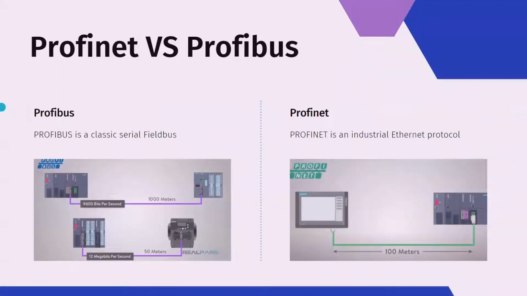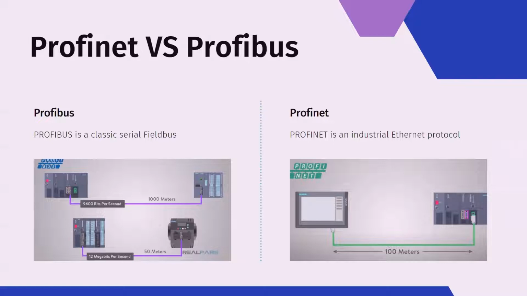Profibus and Profinet may look similar, but they are really different. In short, Profibus is a classic serial fieldbus, and Profinet is an industrial Ethernet protocol. Profibus networks operate at speeds from 9,600 bits per second to 12 megabits per second. Profibus cable may be up to 1,000 meters long, and shorter cable lengths are required for higher data rates. Profinet operates at 100 megabits per second, and cables may be up to 100 meters in length. Due to its high-speed operation and response time of less than 1 millisecond, Profinet is ideal for high-speed applications.